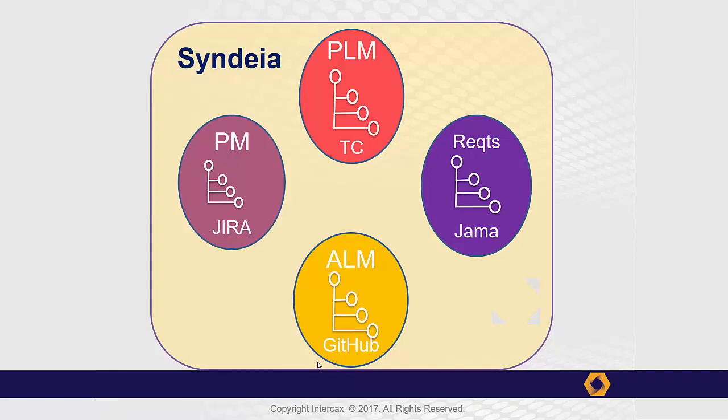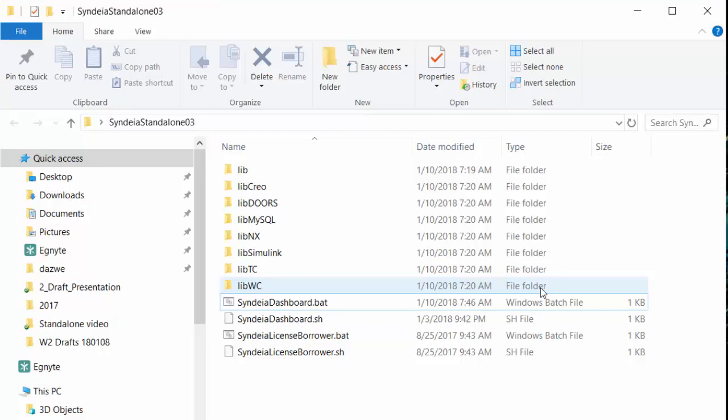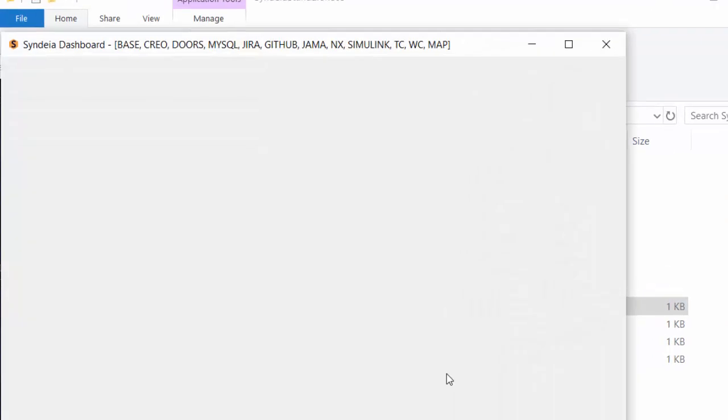Let's create a network using elements from an autonomous driving system model. First, we will create connections from requirements in Jama to product features captured as Teamcenter items. Each feature is connected to a software file managed in GitHub that implements that feature, and to a Jira issue that tracks progress on the implementation. Finally, we will add direct connections from GitHub to Jira. Watch how we do this in Syndeia 3.2 using the new standalone client, since no SysML model is involved.